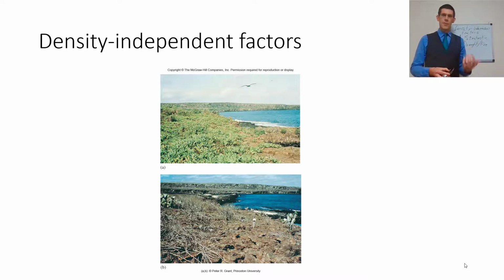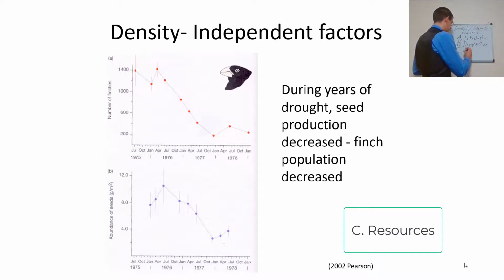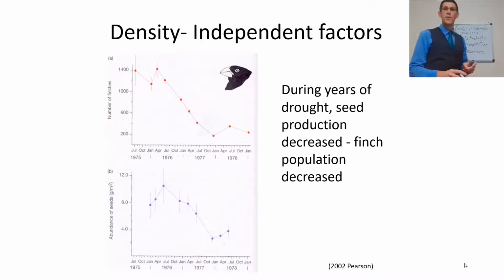Now, if you were an animal living in that area that required some of this greenery to eat, then your population will suffer as you run out of resources. And that is exactly what Peter and Rosemary Grant saw in their book, The Beak of the Finch.